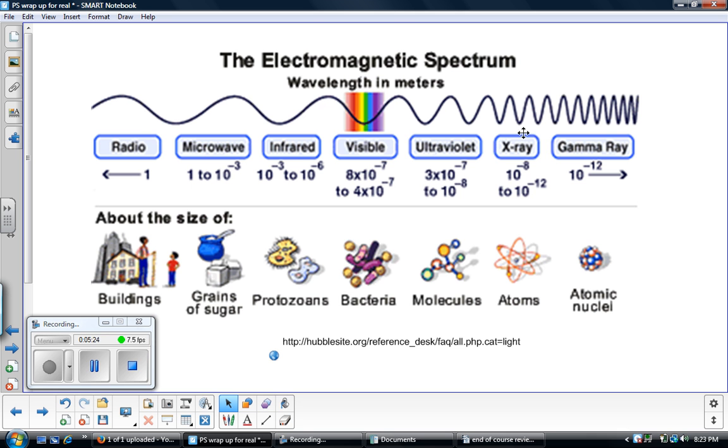We make x-rays to x-ray people. We make gamma rays to treat cancer. We make radio waves to carry signals from a radio station to your radio. So at the radio station, a machine changes the sound waves into radio waves. The radio waves travel through the air from the station to your house, and your radio turns them back into sound waves for you to hear.